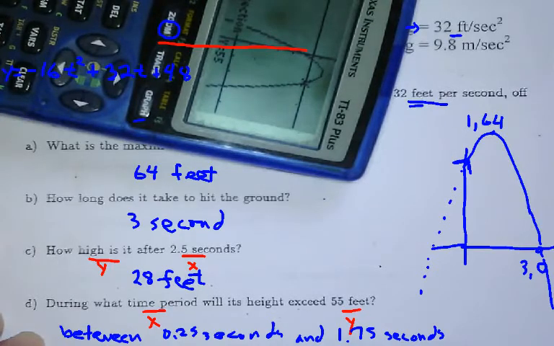So during what time period will its height exceed 55 feet? From 1/4 of a second to 1 3/4 seconds. Right? That's what they're asking. If I asked how long is it above 55 feet, then your answer would be to find these two and then subtract them. It would be above 55 feet for 1.5 seconds. Remember, it traveled for 3 whole seconds. So that's the answer to that one.